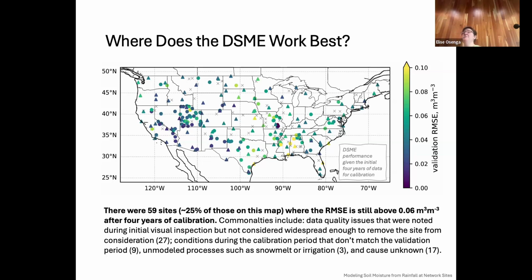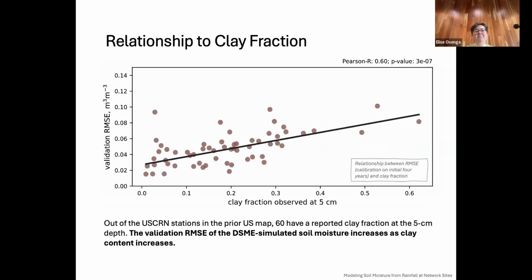Also irrigation, horizontal, like subsurface flow, those are all things that are too complex to be part of this diagnostic soil moisture equation, so it throws off this error. But there's some sites that we also just don't know why it didn't quite work.